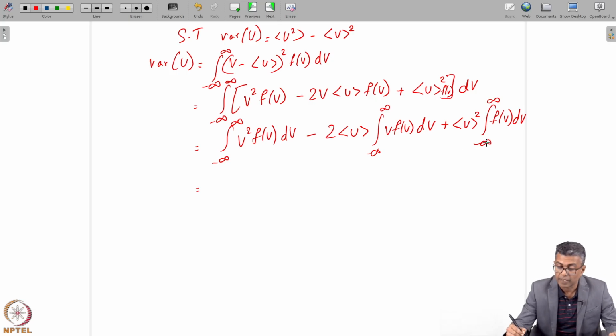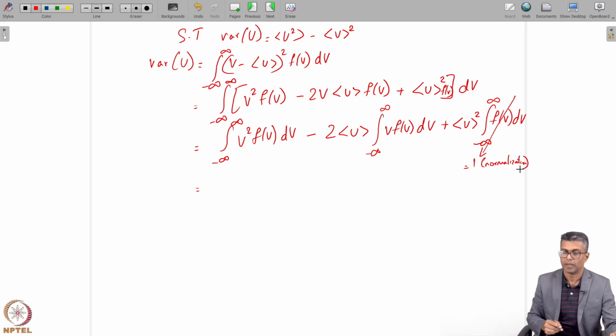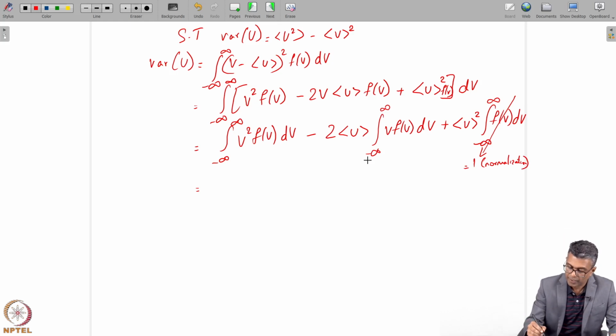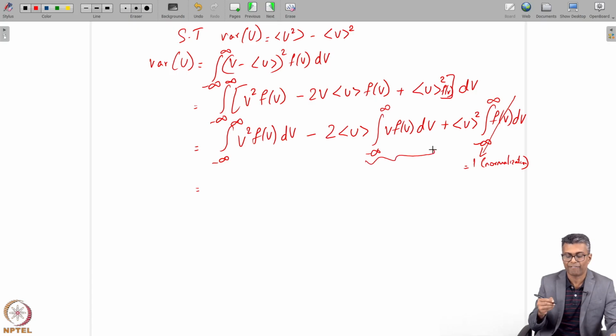Now remember, the PDF satisfies the normalization property. So the integral of f of v dv is equal to 1 because of normalization. That is the basic property of the PDF: the integral of the entire PDF from minus infinity to infinity is 1. So that becomes 1. The integral of v f of v dv is the definition of the average velocity, meaning the mean, so this is U mean. And then I have v squared f of v dv. What is that?